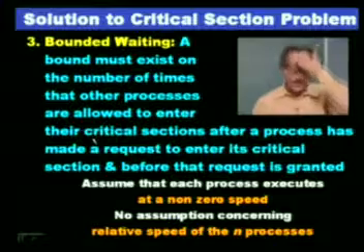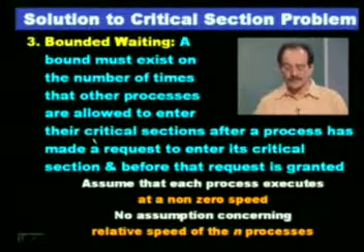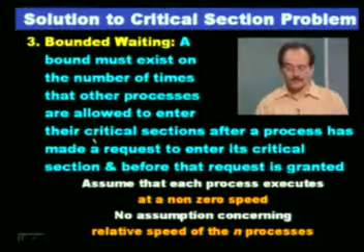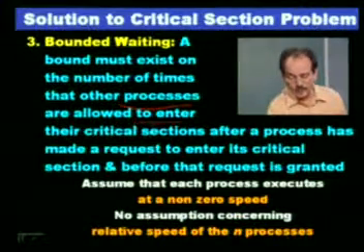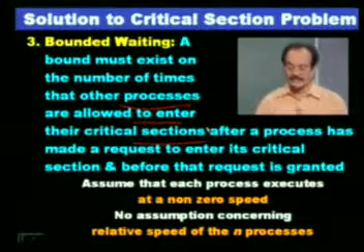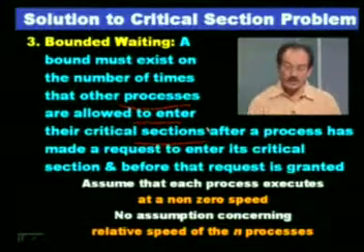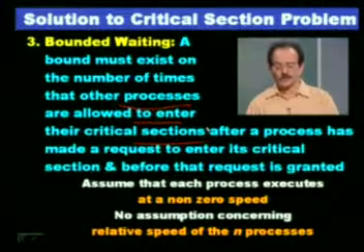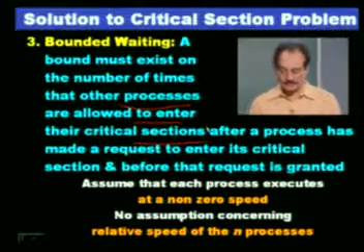Now, then we have got a bounded wait. Okay, it is not that one process keeps on waiting to enter into the critical section. We say there must be a bounded wait, a bound on the number of times other processes are allowed to enter the critical section after a process has made the request to enter into the critical section, because it can't be unbounded, whereby I keep on waiting to enter into the critical section. There must be some sort of a bound.